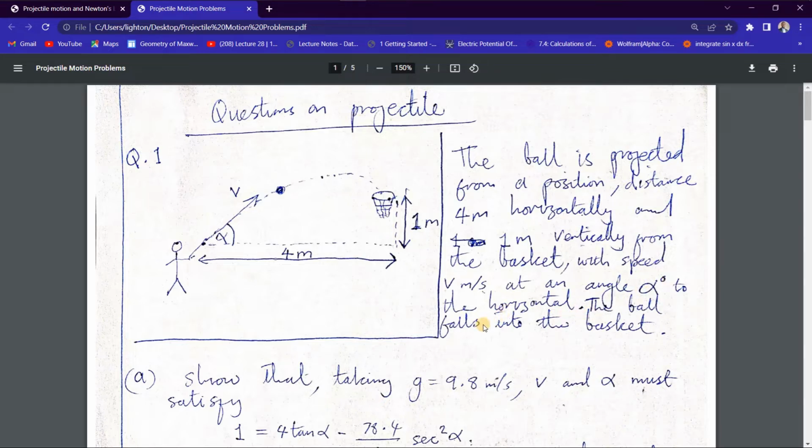Now the ball falls into the basket. Okay, so that's the question. So in this question, we have to treat the ball as a point particle. That's the first thing we have to note. We have to treat it as a point particle.